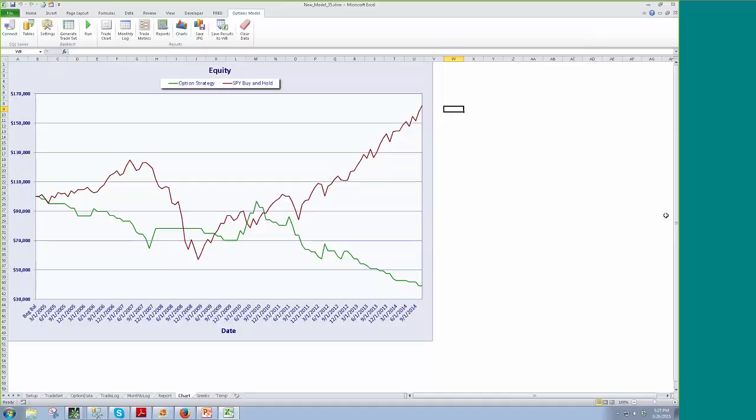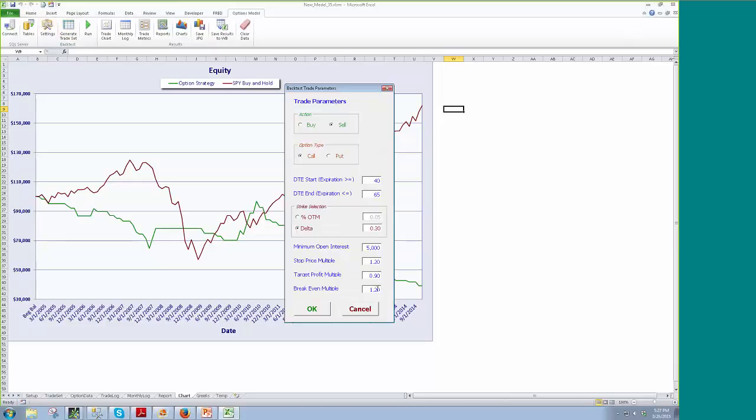And Manju asked at the beginning, what's the exit criteria? I think you're just setting that with your profit targets and stop losses. Yeah, right here. Profit target multiple is 0.9. So if you sell your call or put for $2, and when you've made 90% of it, you exit. Exactly.